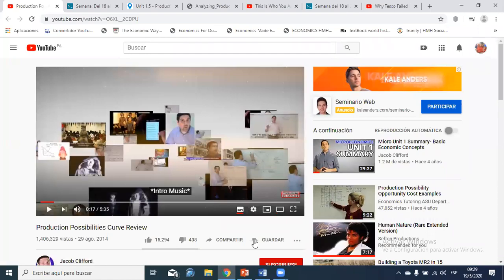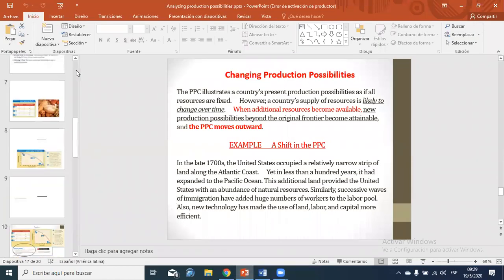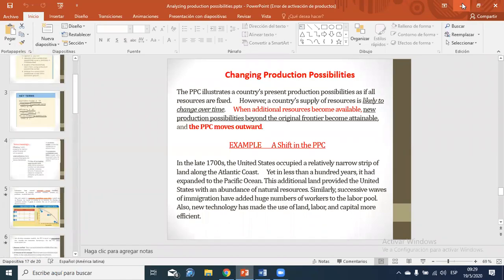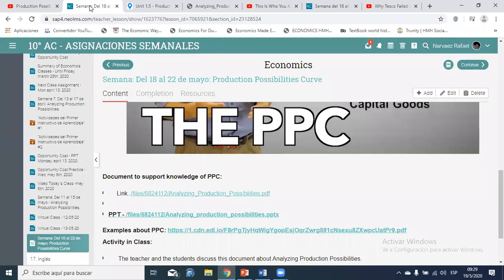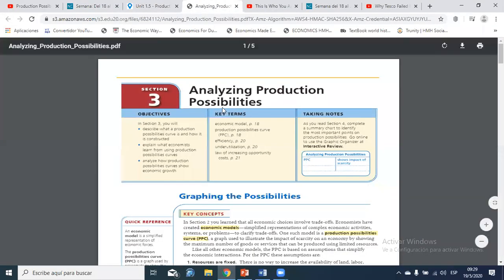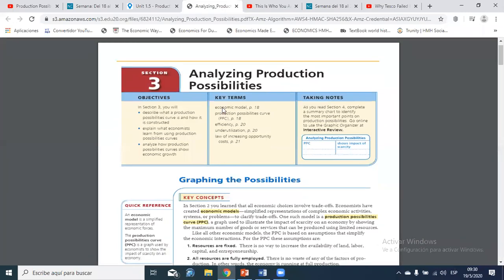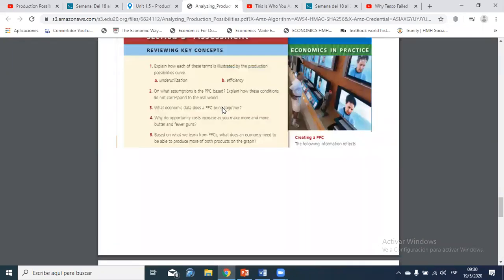Okay, enough of introduction. Now let's go right into it. Last week we were talking, and also, guys, I just want to remind you that all this information is already here in your platform. This week, semana del 18 al 22 de mayo, Production Possibility Curve. Aquí tengo dos videos. Here is the document with all the information. You have to print it and then review. This is the whole document for this section. So print it and have it.